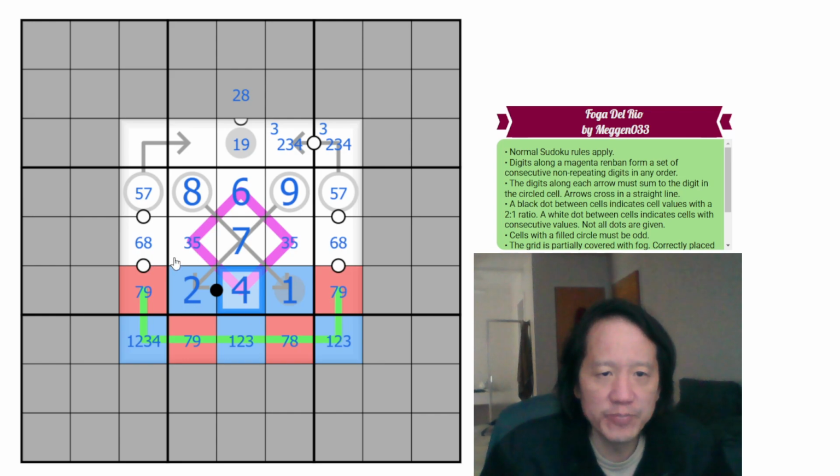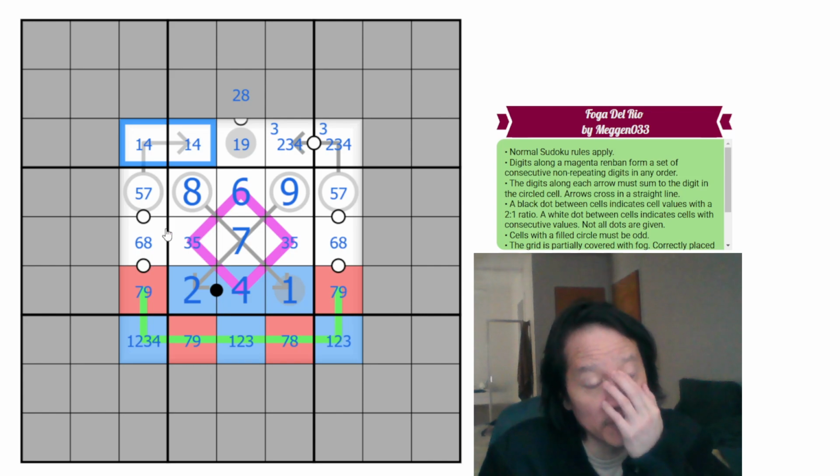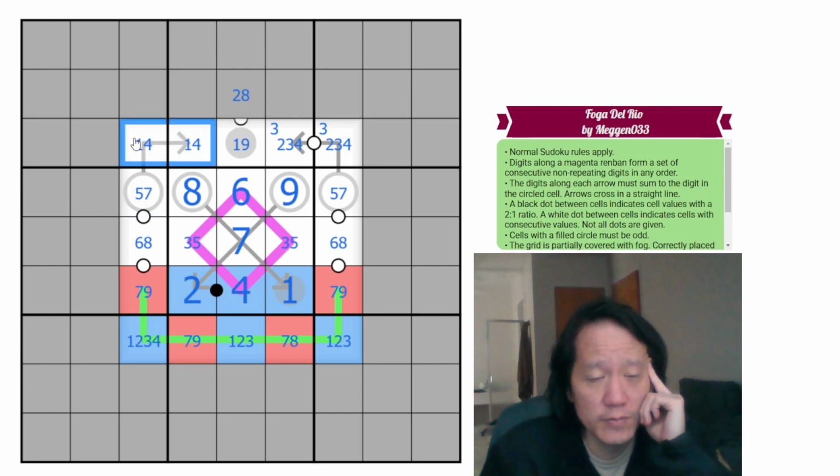Let's see. If this is 5, what can it be? It cannot have a 3, so it would have to be 1 and 4, if that's the case. If this is a 7, what could this be? It would have to have either 1, 6 or 2, 5.